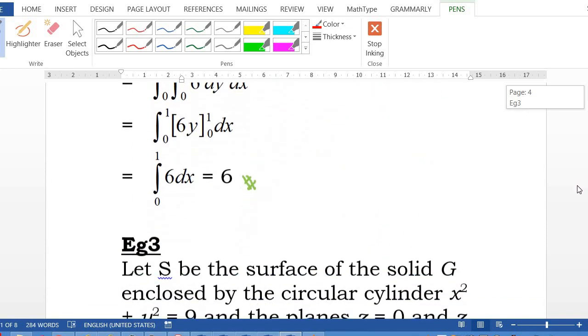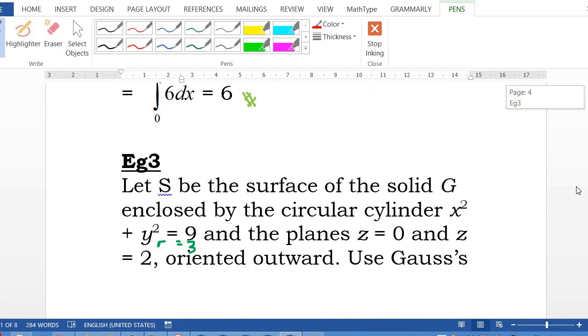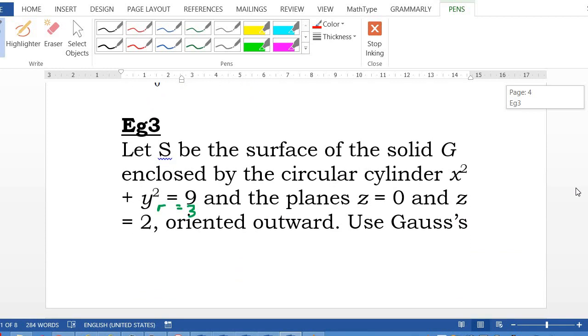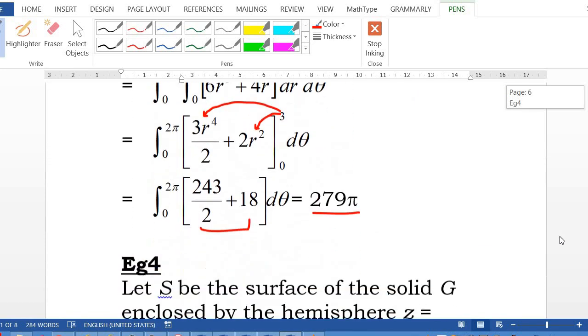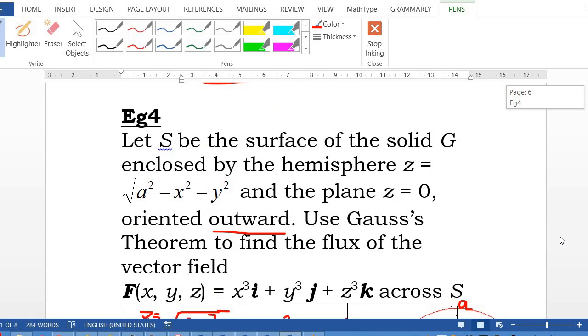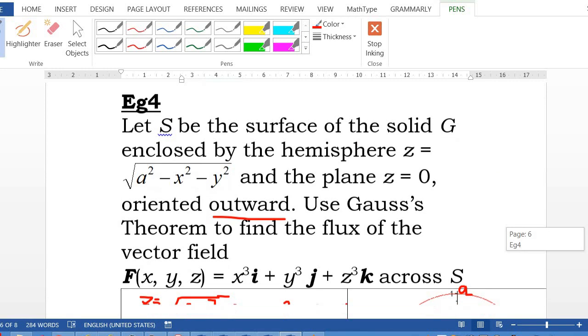And then the third one is a cylinder. For the cylinder, you have the curved surface, and the flat surfaces z equals 0 and z equals 2, so you have to do it 3 times. And then the fourth example is an upper hemisphere bounded by the plane z equals 0. Without using the Gauss theorem, you have surface 1 for the upper hemisphere and surface 2 is the plane z equals 0.